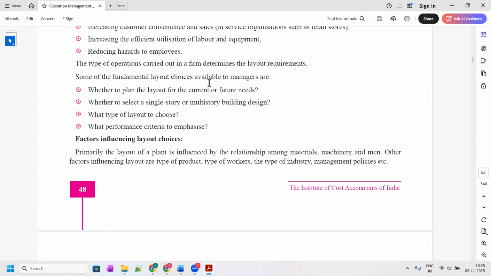So what can be the factors, or what can be the questions we need to consider while discussing the layout? We need to think about parameters like, should the layout be designed for the current need or for the future growth? That can be one question that management should consider: should they think about the present, or should they talk about the future? Should it be a single story or multi-story building?